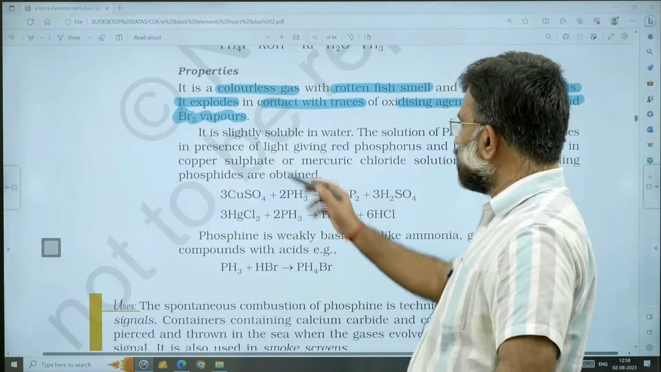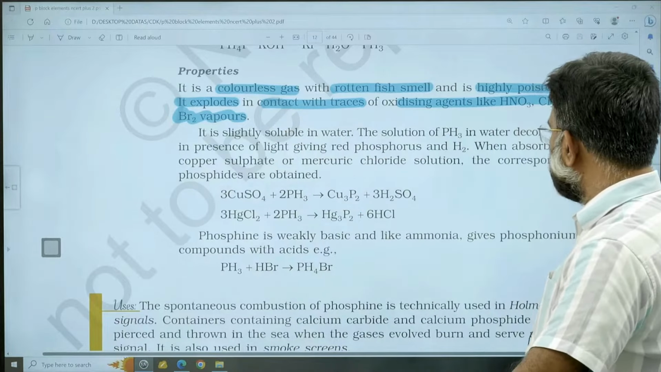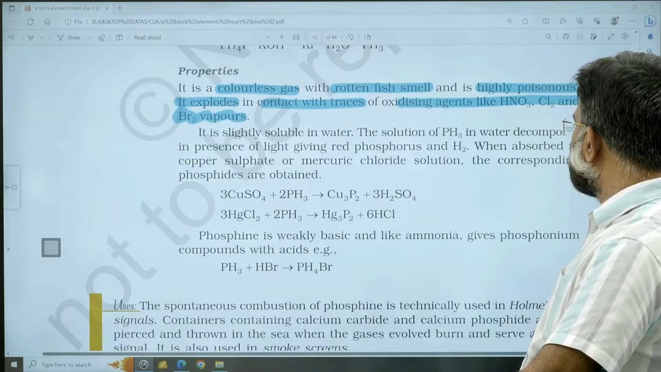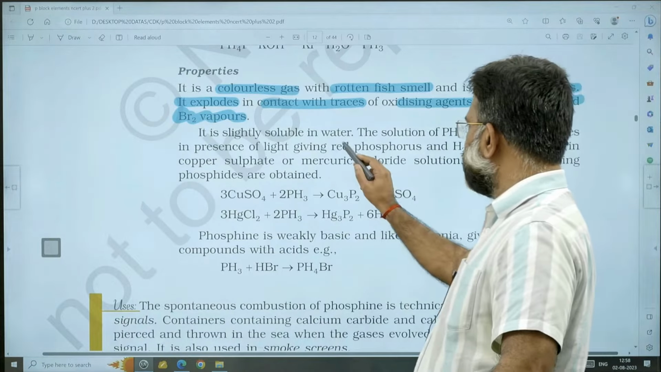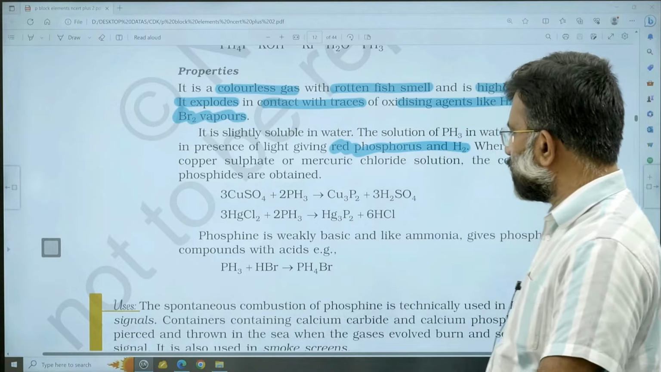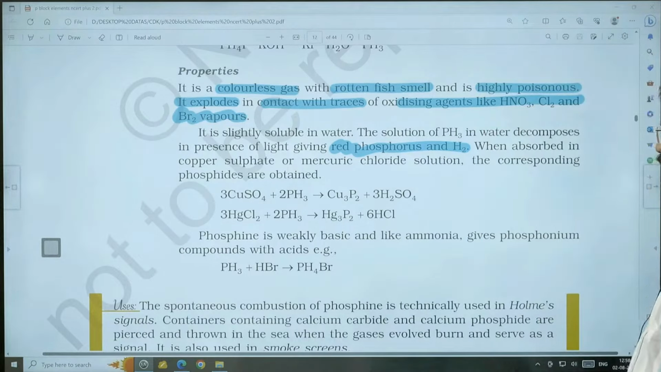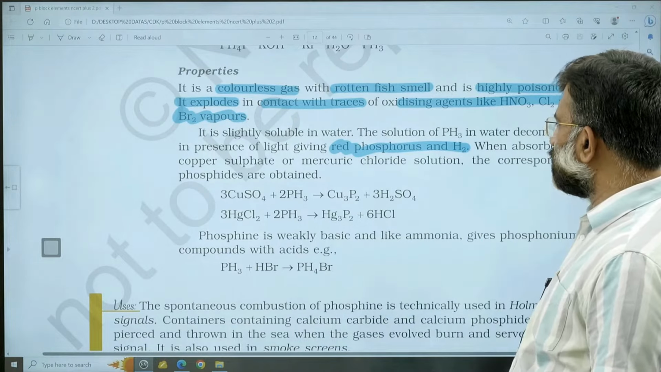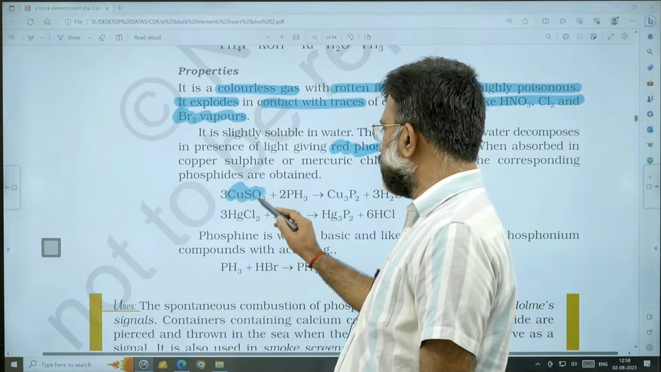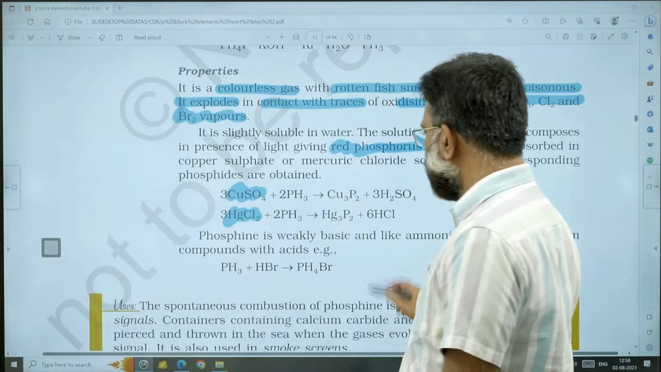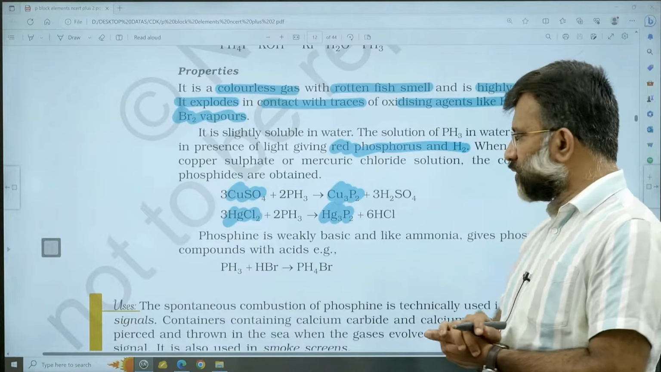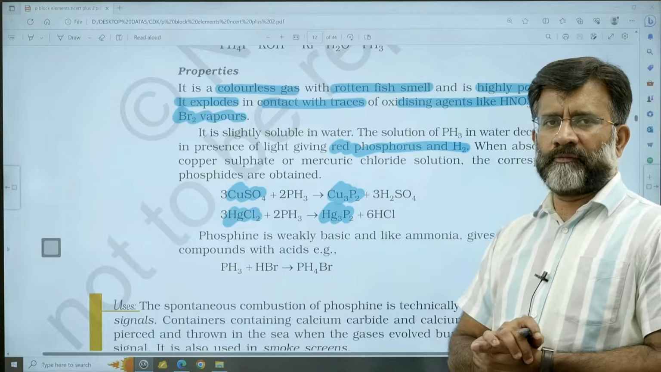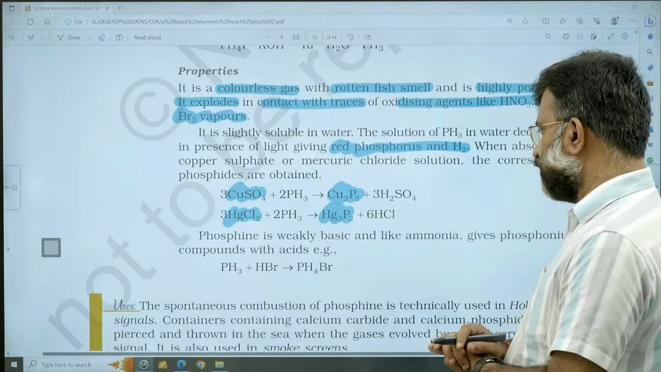It is slightly soluble in water. A solution of PH3 in water decomposes in the presence of light, giving red phosphorus and hydrogen. When absorbed in copper sulfate or mercury chloride, you will get the corresponding phosphide. Copper phosphide will be obtained, mercuric phosphide will be obtained.